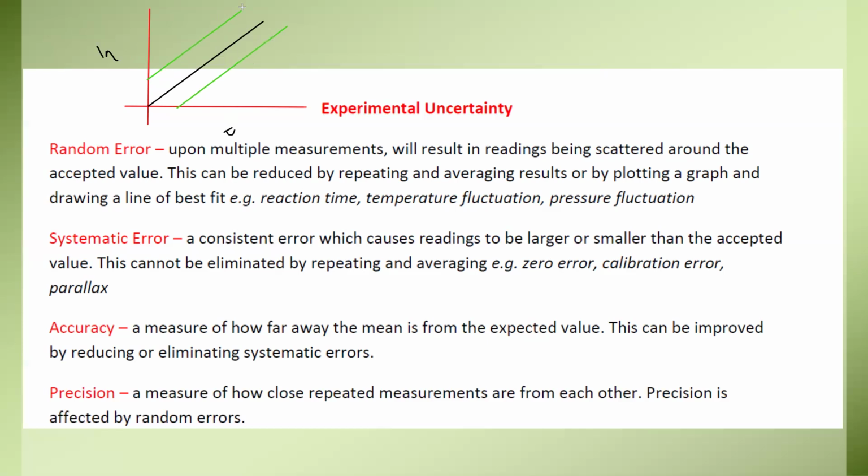So position A and position B are showing that the systematic error is there. Either the values will be shifted above the expected result, or the values might be shifted below the expected result. So random error is because of the changing environmental conditions, such as change in temperature, pressure, and the reaction time, whereas systematic error is due to the calibration, such as the zero error or the parallax error.